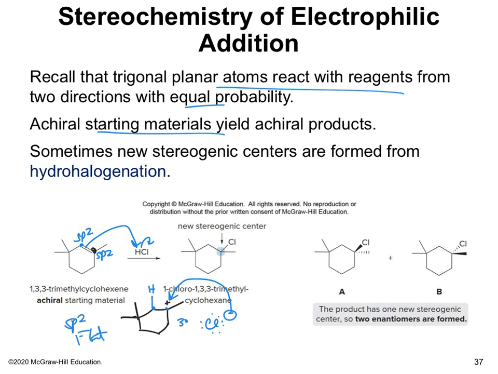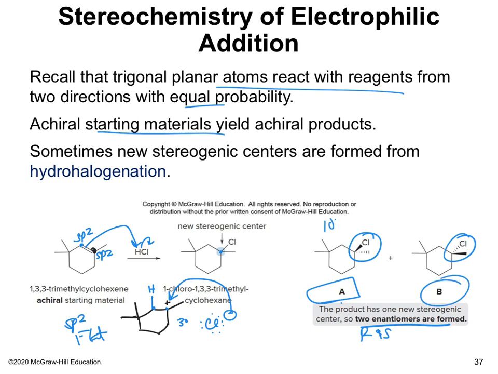It's planar. It has a top and a bottom, so the chlorine can add from the top and it can add from the bottom. And so you get 2 enantiomers, the R and the S. Now, I don't expect you to draw both enantiomers, because if you drew just one enantiomer, then technically you got to draw the second one, okay?